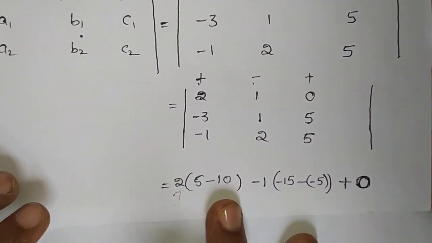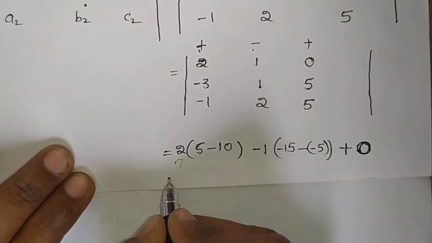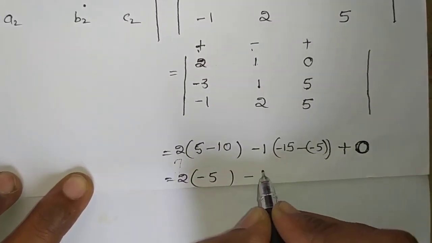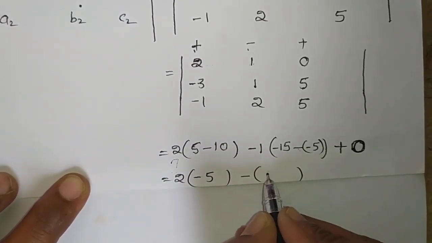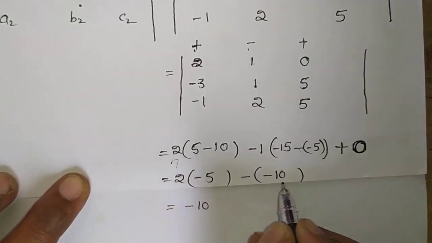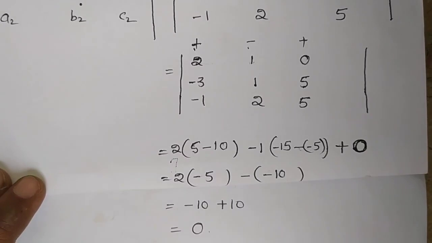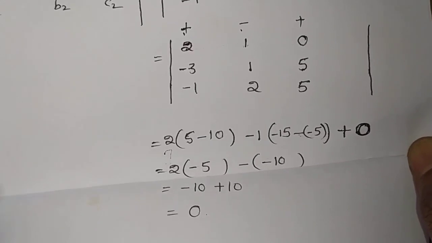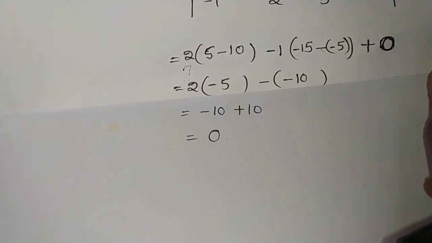Understood? That is equal to 2 into 5 minus 10 is minus 5, minus 15 plus 5 is minus 10, isn't it? So 2 into minus 5 is minus 10, and minus into minus 10 is plus 10. So minus 10 plus 10 is 0, right? Therefore this determinant value we found is 0. Hence the given lines are coplanar.